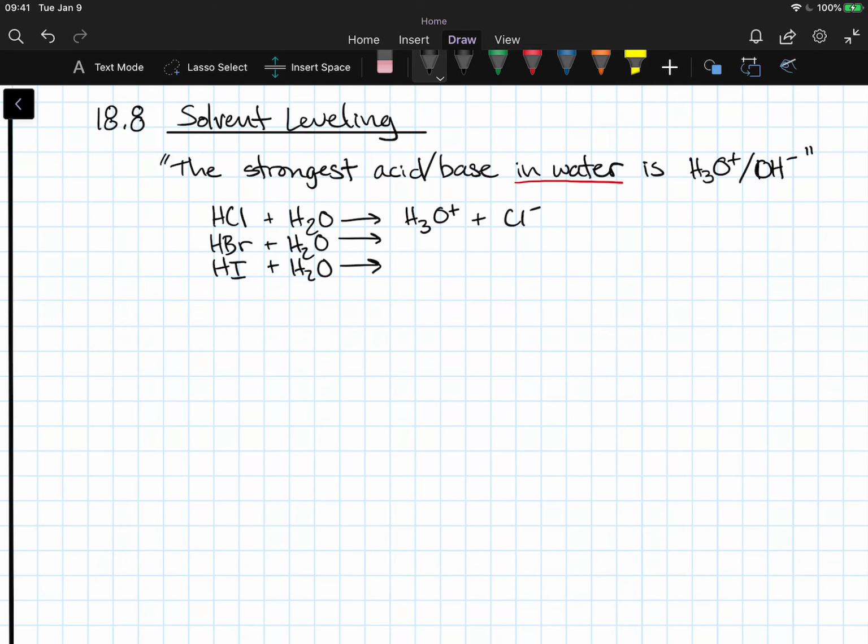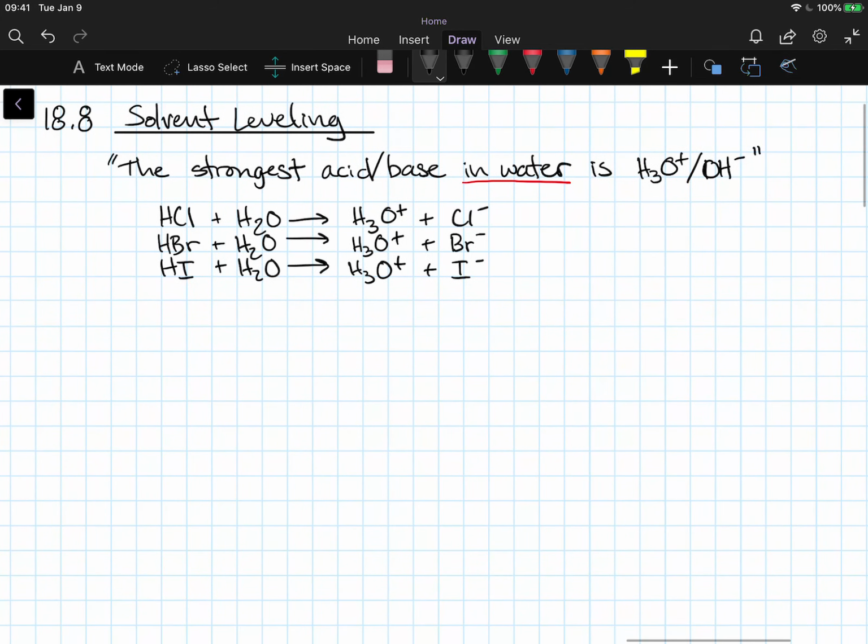And let's look again at the conjugate base of each of these. They all produce hydronium, and the conjugate bases are chloride, bromide, and iodide. So this idea of solvent leveling is that since the strongest acid or base in water is H3O+ or hydroxide, if we add any acid that's stronger than water, it's going to protonate water and make hydronium. So adding more strong acid just produces more hydronium.